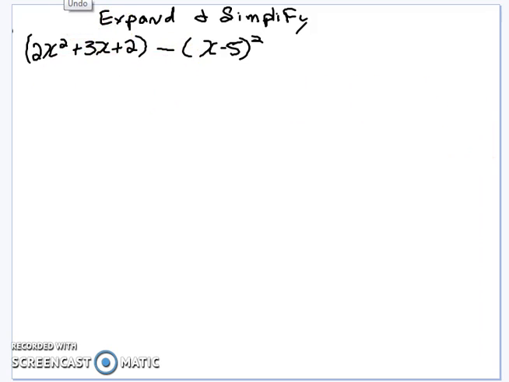Well, the first thing I'm going to do when I solve a problem like this is expand. What do they mean by expand? They mean to multiply this out. The simplify is the combining of like terms when all of the multiplication is complete.